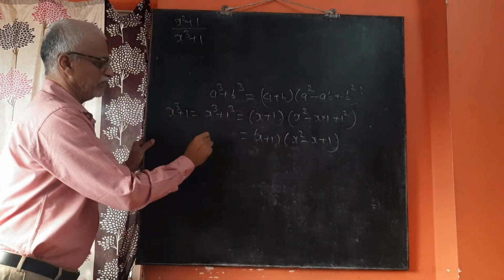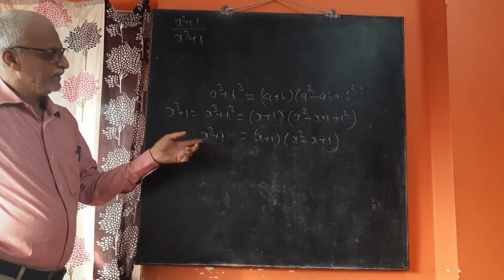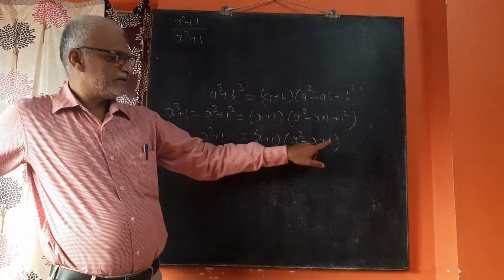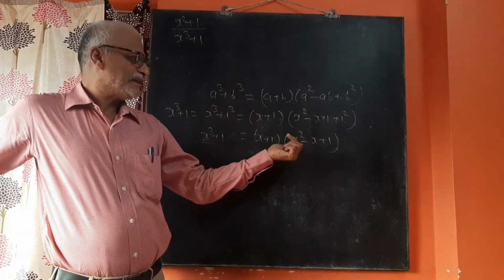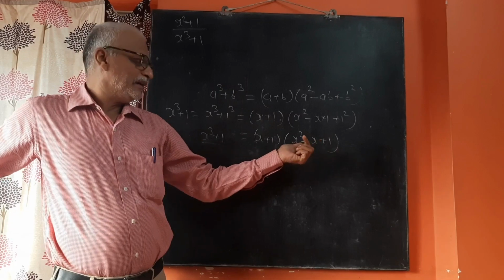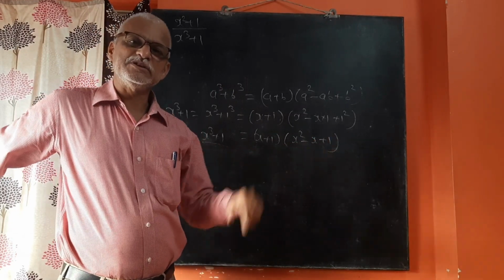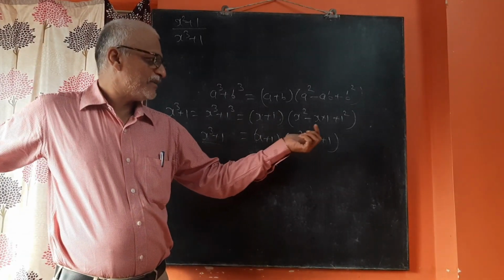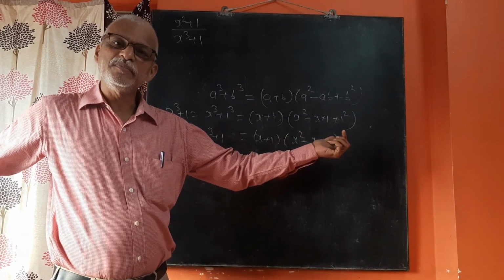So the factorization of x cube plus 1 is x plus 1 into x square minus x plus 1. X plus 1 is the linear factor, and x square minus x plus 1 is the quadratic equation whose linear factors are not possible. You can check whether it is possible. Does x square minus x plus 1 have linear factors or not? You check it.